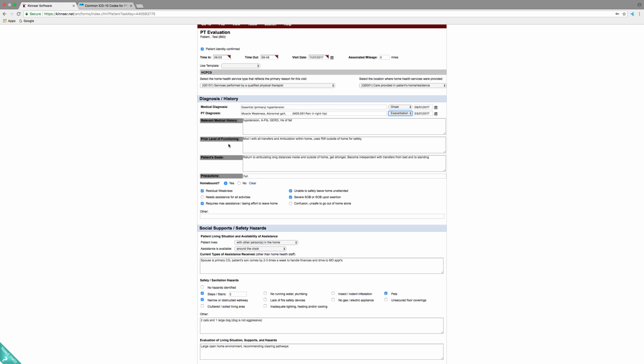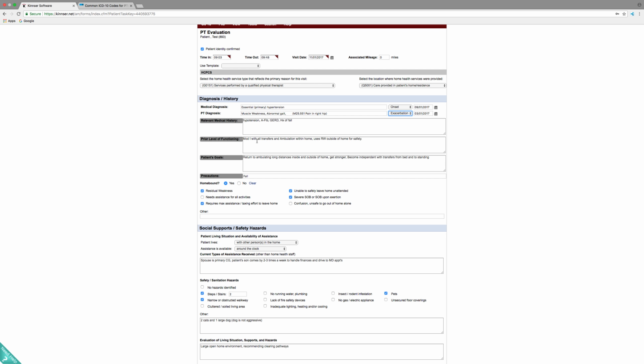Prior level of function, we see a lot of times therapists wanting to put down just independent with all ADLs. And we're getting more and more pushback from people who audit these charts, saying that everything needs to be more patient specific. So in this situation: modified independent with transfers and ambulation within home, uses a rolling walker outside of home for safety. We want to give the person who's auditing these charts the clearest picture possible of what's going on with this patient.